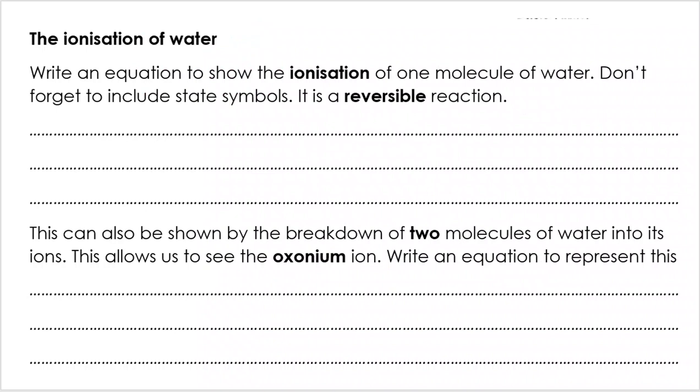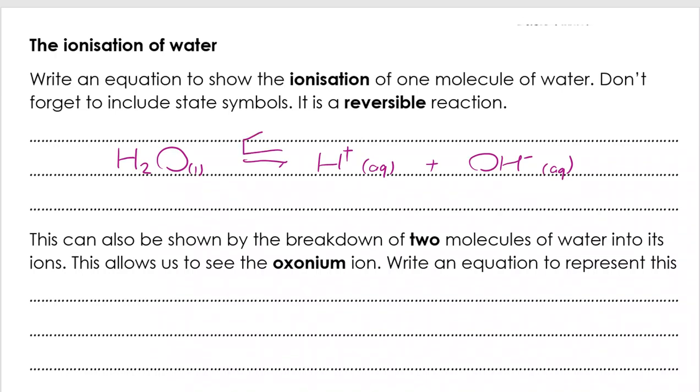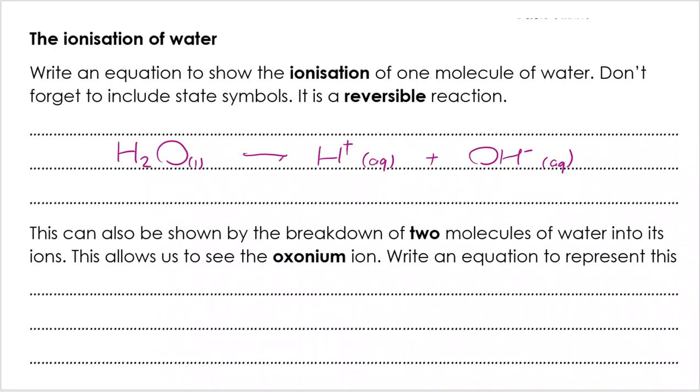So let's move on and think about the ionisation of water. Work your way through these questions, then we'll review. So if I were to think about the ionisation of water, breaking it down into its ions, I'm going to start with liquid H2O, and I am going to end up with H plus and OH minus. You can see here that that should indeed be reversible. That went well.